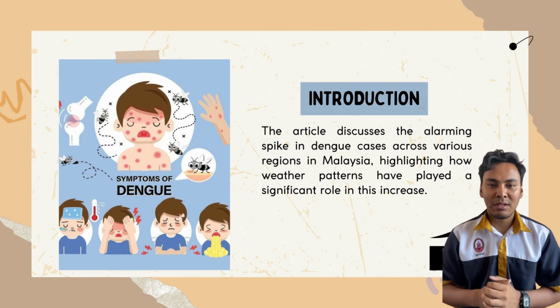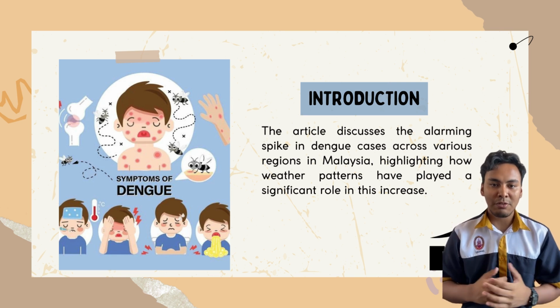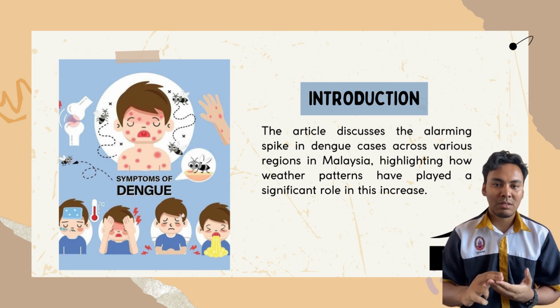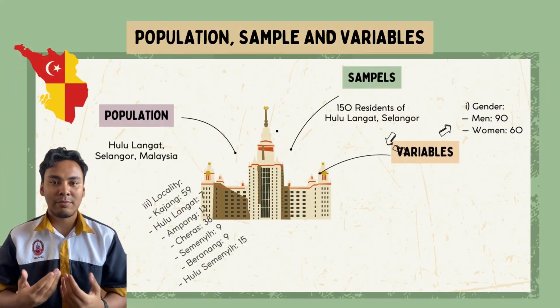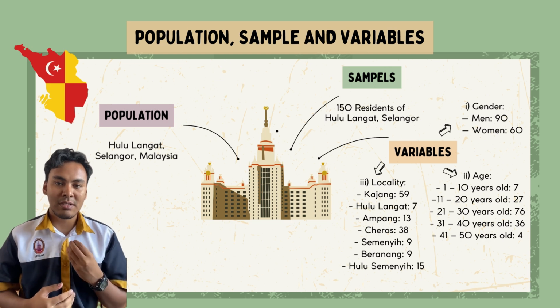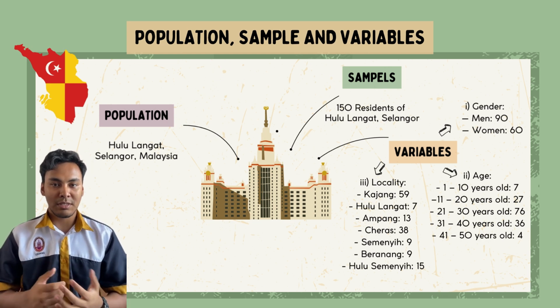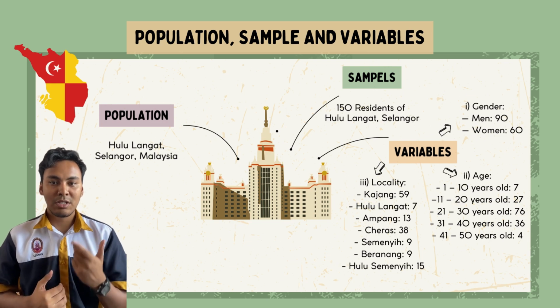The article basically discusses the alarming spike in dengue cases across various regions in Malaysia. Using this information, we can choose the population, samples, and variables to use in our analysis of dengue cases. As we proceed to our next slide, our team has chosen the population of Hulu Langat, Selangor, Malaysia, with a sample size of 150 as written in the assignment requirement. The variables we chose to take into our data are gender, age, and locality.